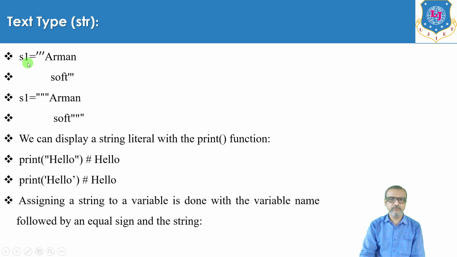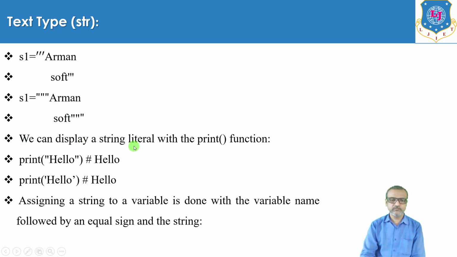See, for example, we have written over here S1 equals to Arman in one line and soft in second line. We have used triple single quotes over here to show this two-line string. Similarly, S1 equals to Arman in one line and soft in second line. To represent this two-line string, we have used triple double quotes.